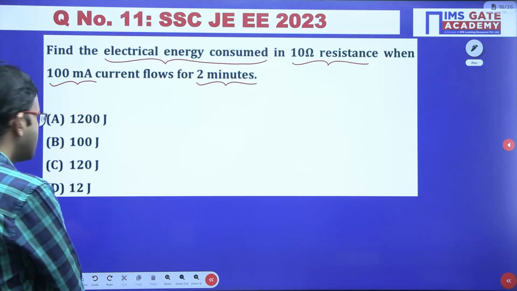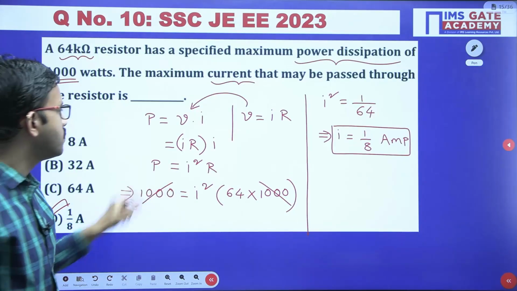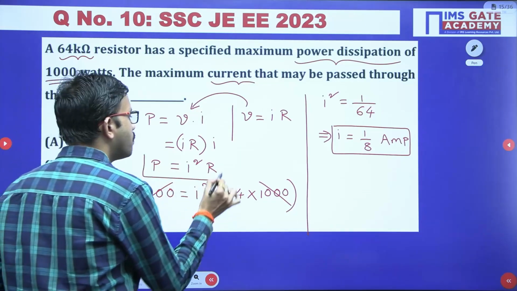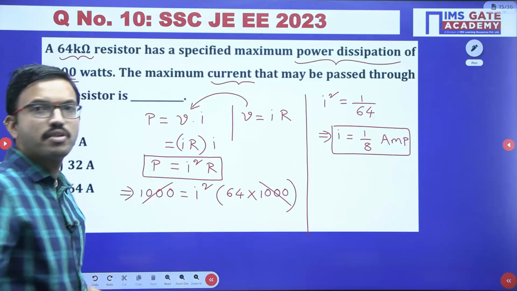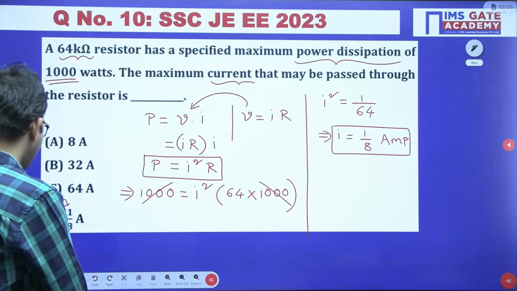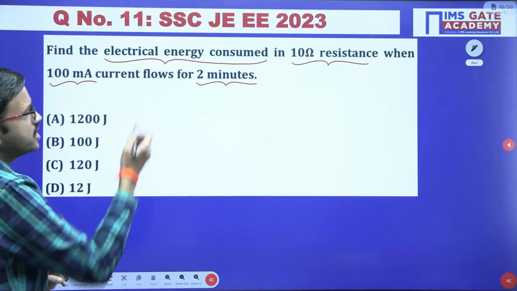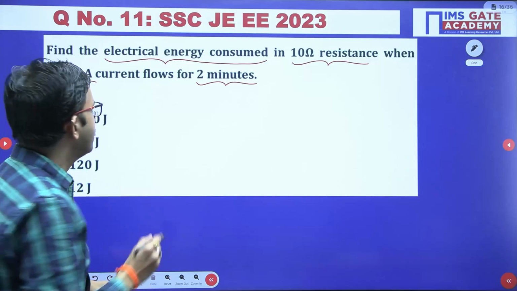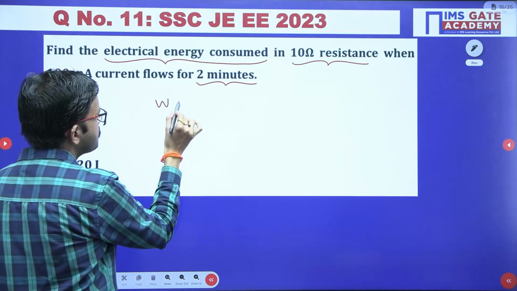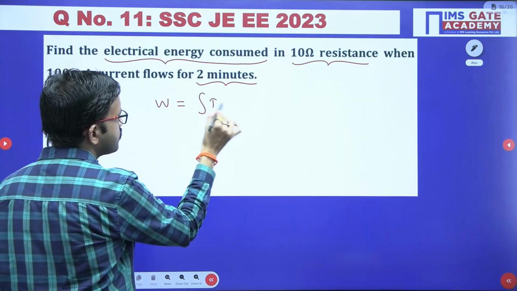Just now we have calculated the power formula, power equal to I square R. But the question here is based on energy. So energy is nothing but integral P dt.